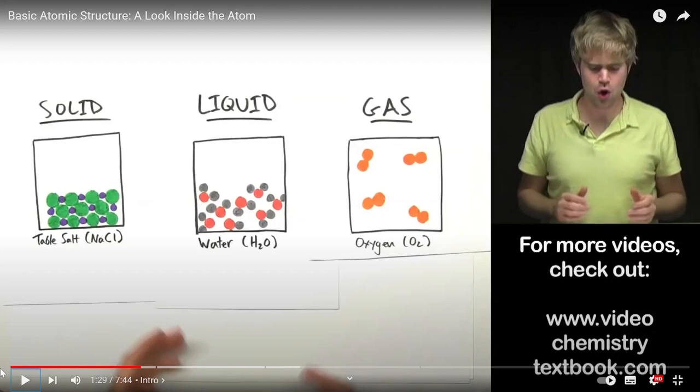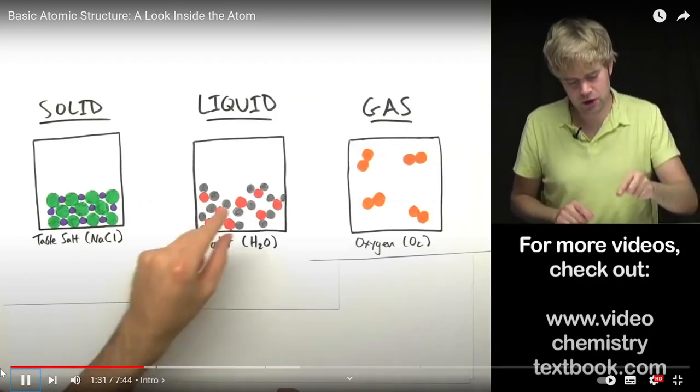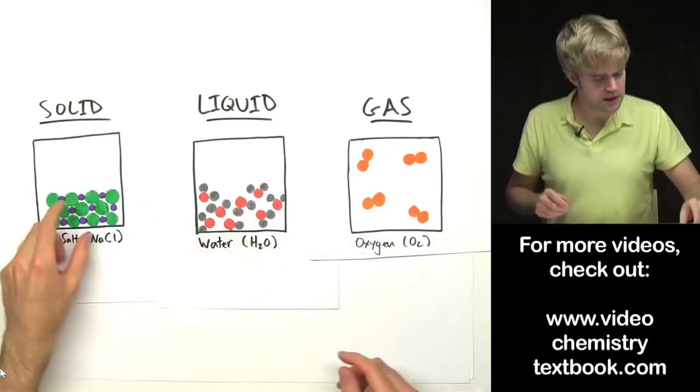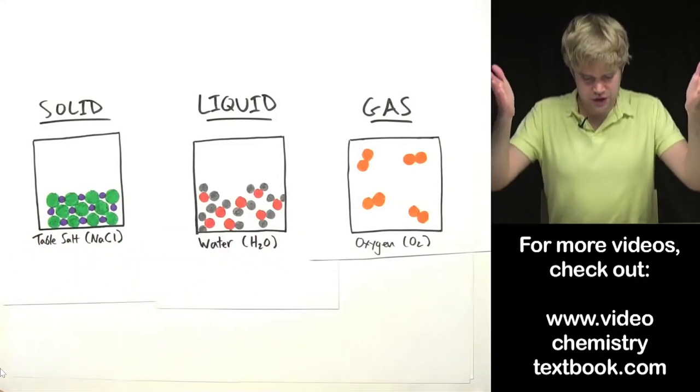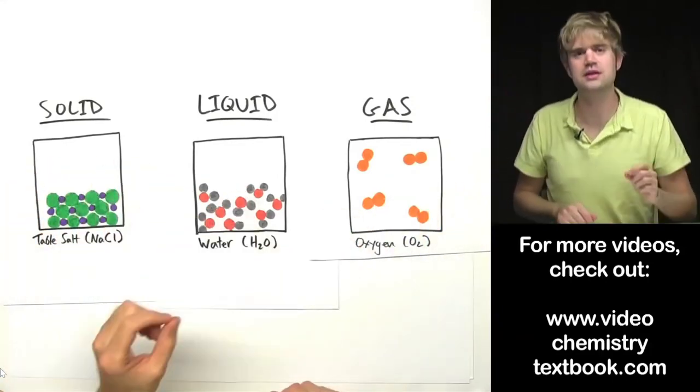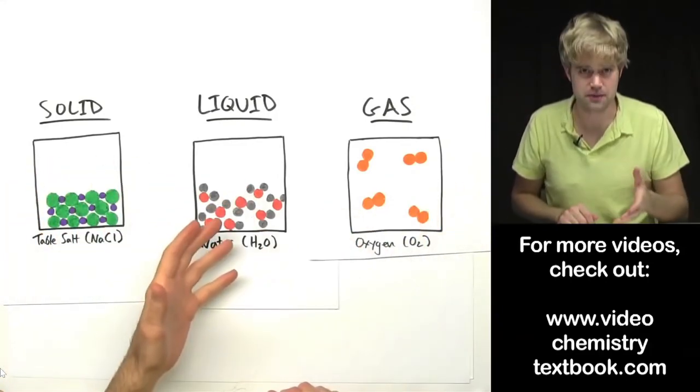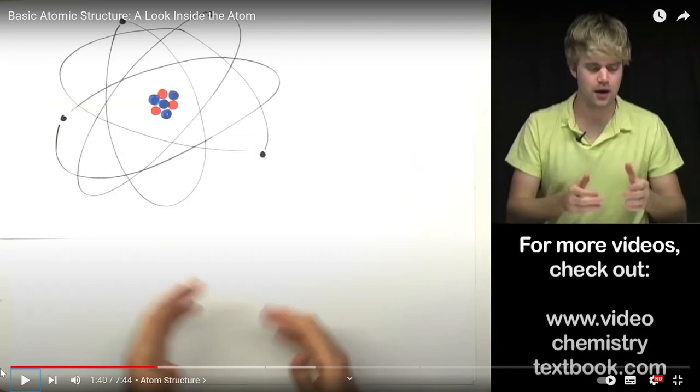What I want to do now is look even closer at an atom. Let's take one of these atoms here and zoom in even more so we can see what's inside of it. Okay, so before we do that, let's go through and make sure we've filled in the blanks on page 78.